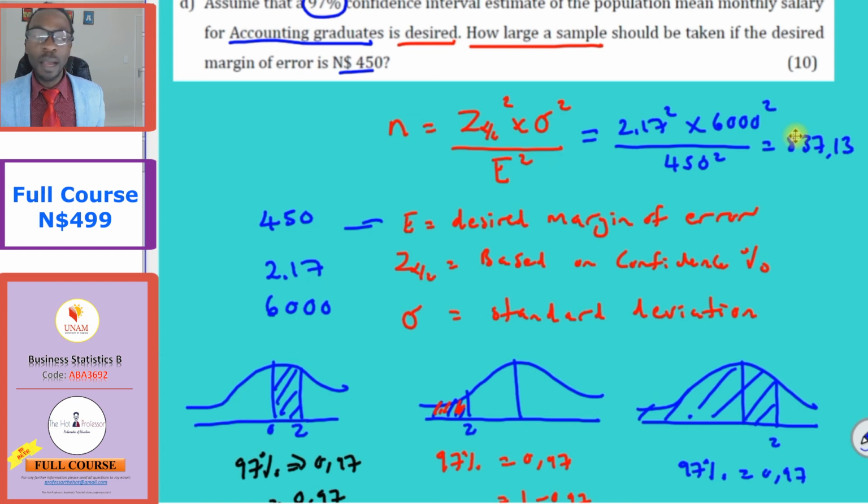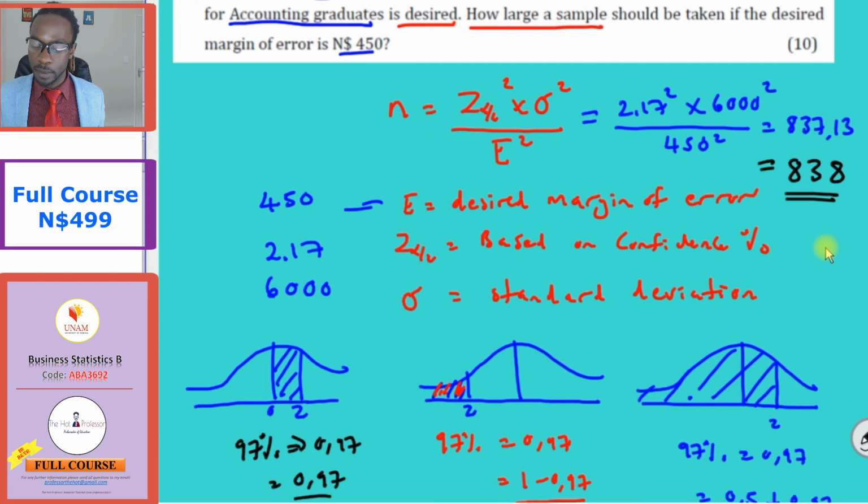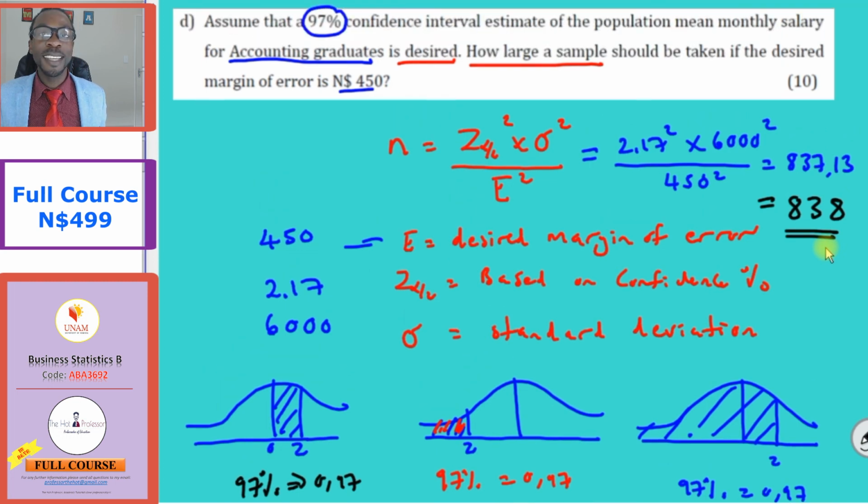Now, the important thing when you're looking for the sample size, always take the next whole number. It doesn't matter how it rounds off, even if there's just a 1, just take the next number. So 837.1 means the next number is 838. That's the next integer. So our final answer is 838. Done. So how large a sample should be taken? It should be 838. So that's how we do question D.